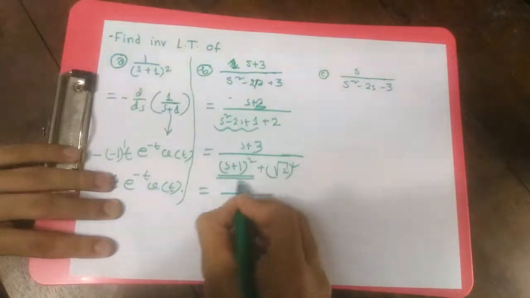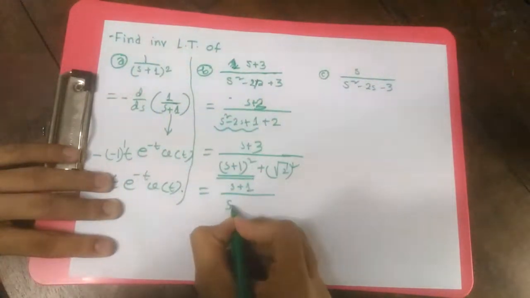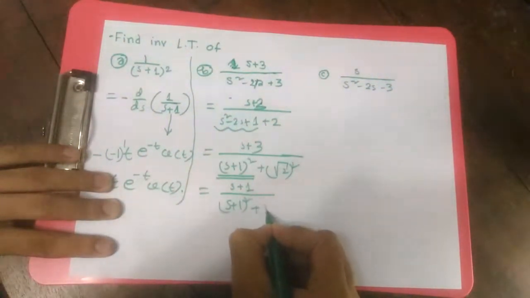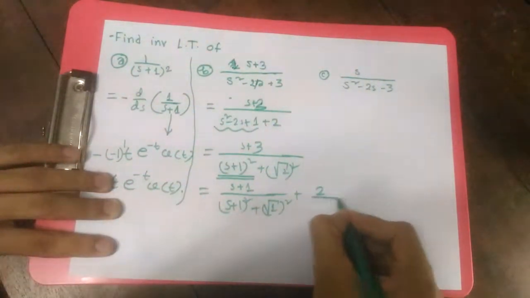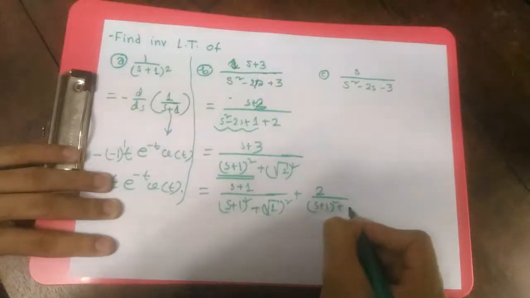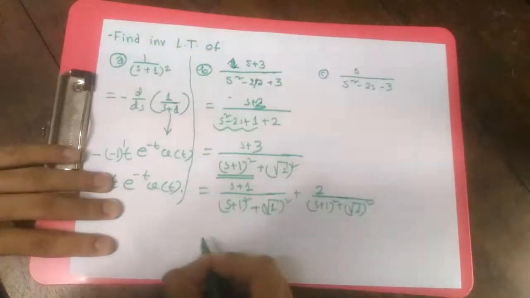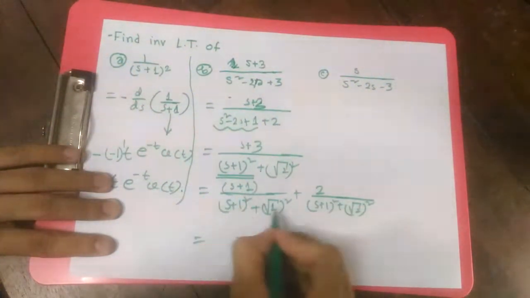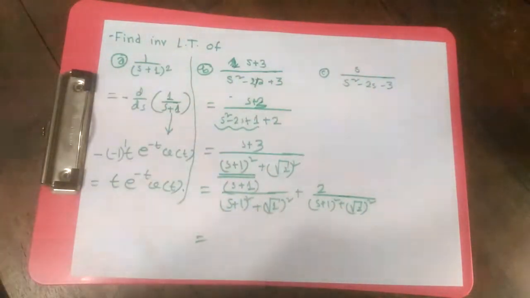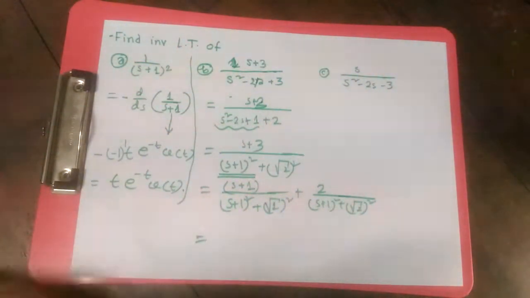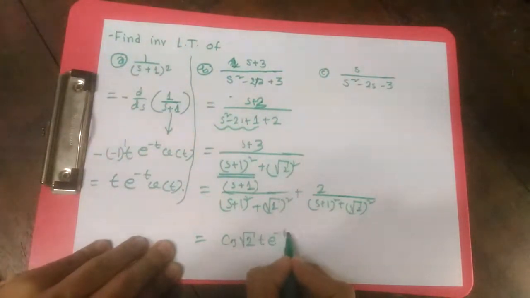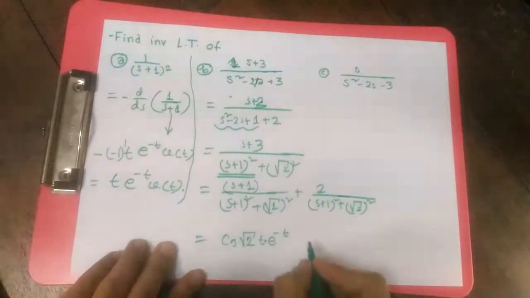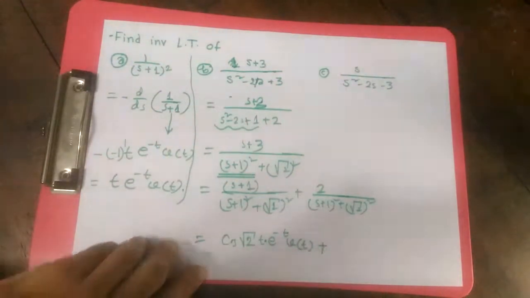So as there is s plus 1 here, we are going to take s plus 1 in the numerator also, and the rest, 2, is going to come over here. Now this looks a lot like cosine form, except instead of s there is s plus 1, so it's going to be cosine of root 2 t, e to the power minus t, as there is a shift in the s domain, and u of t.